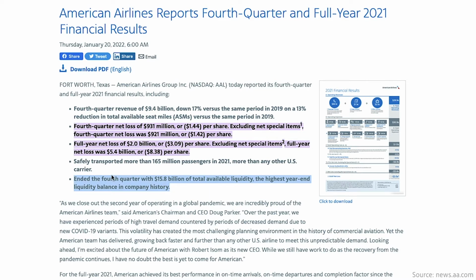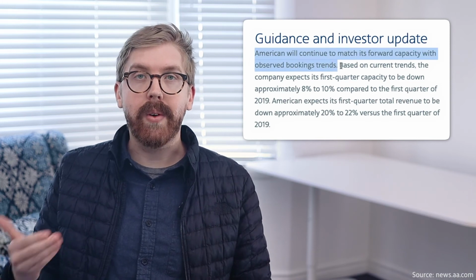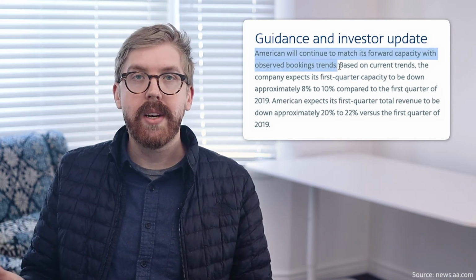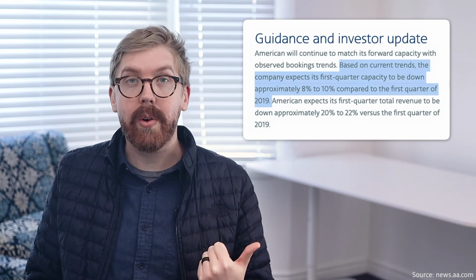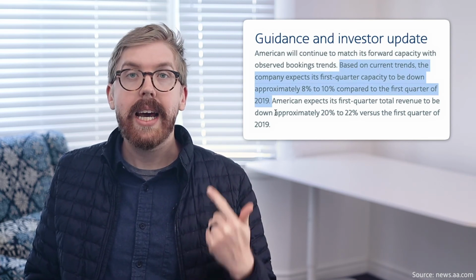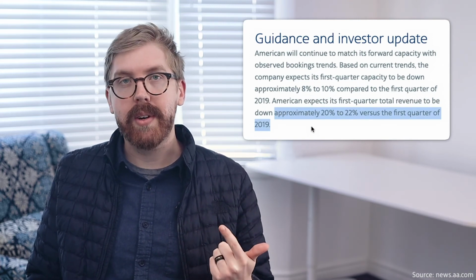They also highlighted the number of passengers safely transported, which was the most of any other US carrier. For their projections, the airline reported it would continue to match its forward capacity with observed booking trends, which would lead to a decreased capacity that is 8 to 10% lower compared to Q1 of 2019, and total revenue to be down 20 to 22% versus Q1 of 2019.